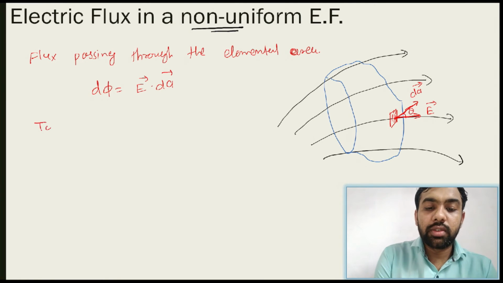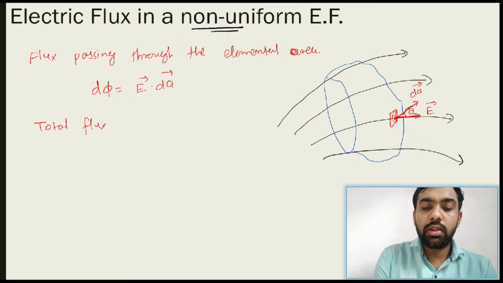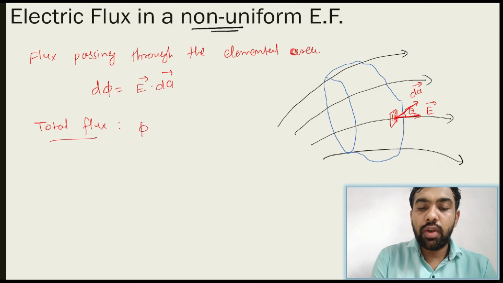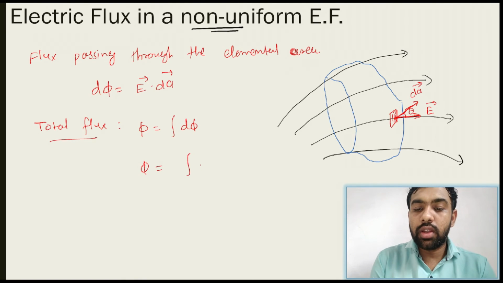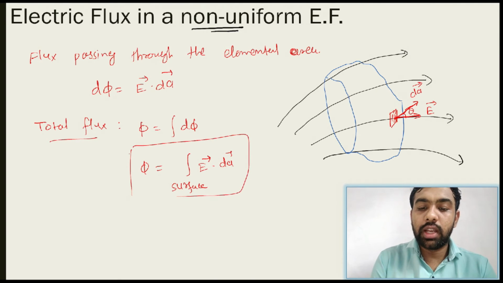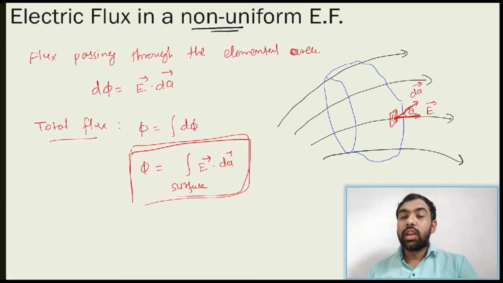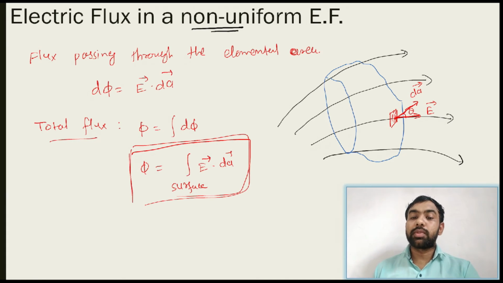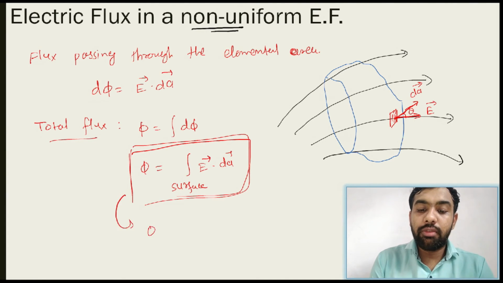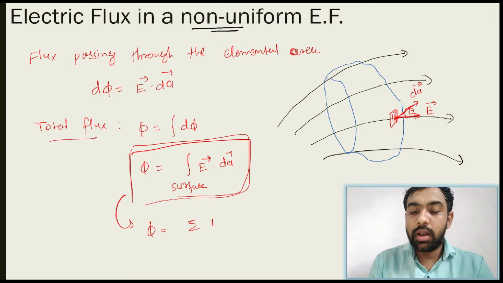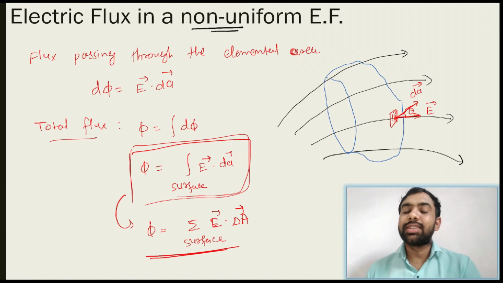So what is the total flux? Total flux Φ is equal to the integration of dΦ. So Φ is equal to the integration of E dot dA over a surface. This is the net flux. In terms of summation, you also get this answer: Φ is equal to sigma E dot delta A over a surface. You can give the answer either way.